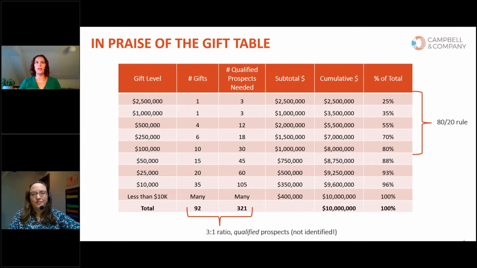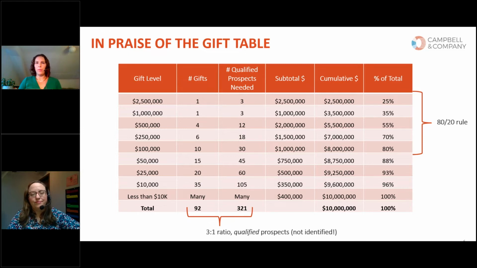So I'll walk through these columns briefly for those of you for whom a gift table may be a new structure. The first column is the gift level that we might hope for. Then you see the number of gifts at each level. Then you see the number of prospects you need to get those gifts, qualified prospects, and I'll return to that in just a moment. Then you see the subtotal dollars, the cumulative dollars, and the percentage of our total. And in this instance, we're looking at a $10 million table.